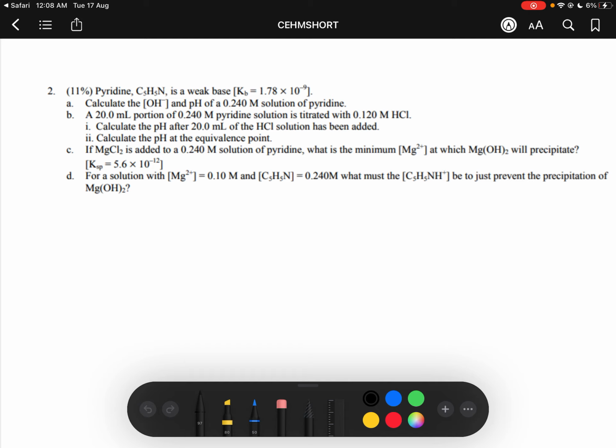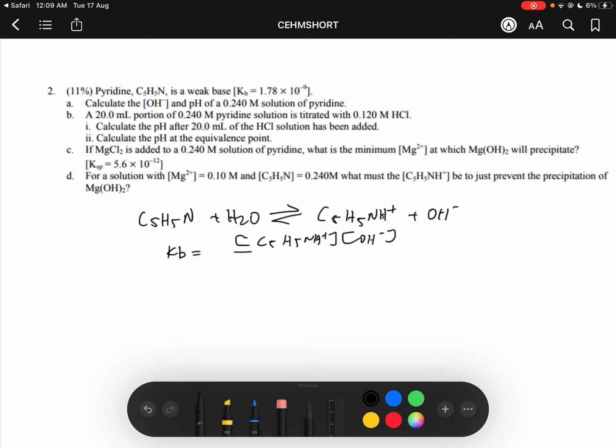In this case, we're going to write down the dissociation for pyridine. C5H5N plus water gives us C5H5NH plus and OH minus. Therefore, our Kb expression for this reaction would be the concentration of C5H5NH plus multiplied by the concentration of OH minus, divided by the concentration of C5H5N.